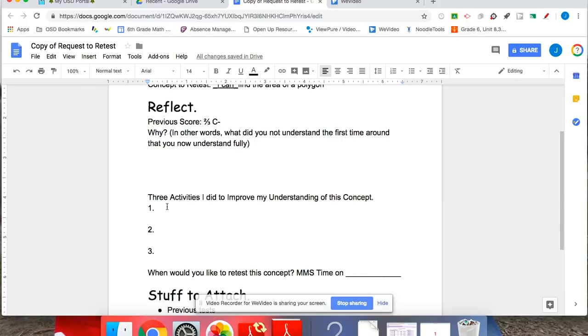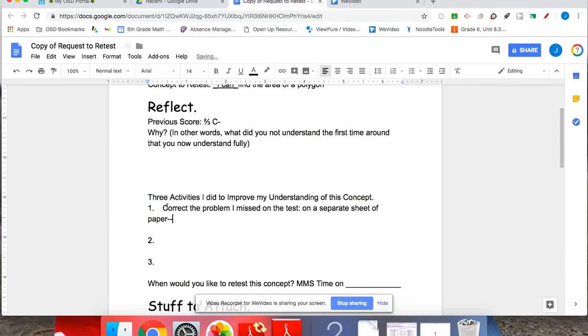My first recommendation is always to correct the problem I missed on the test. So this person should get their test, get a piece of paper, and on a separate sheet of paper, solve that problem correctly. So that's one thing that students can do.